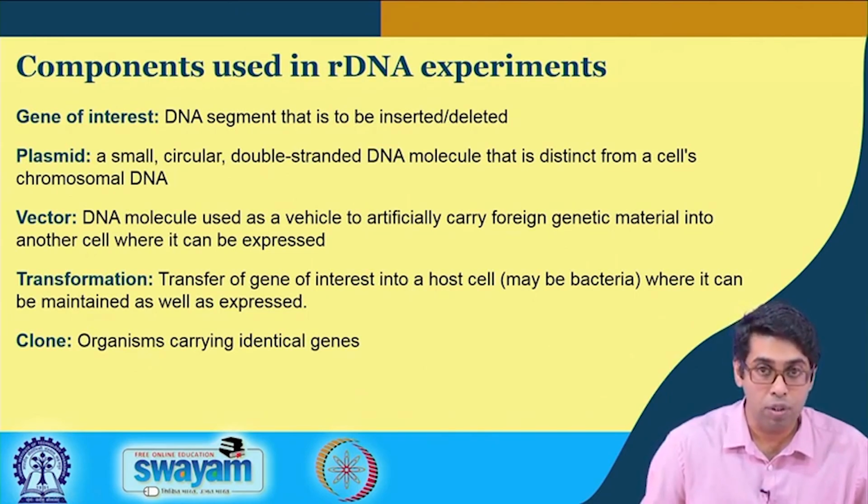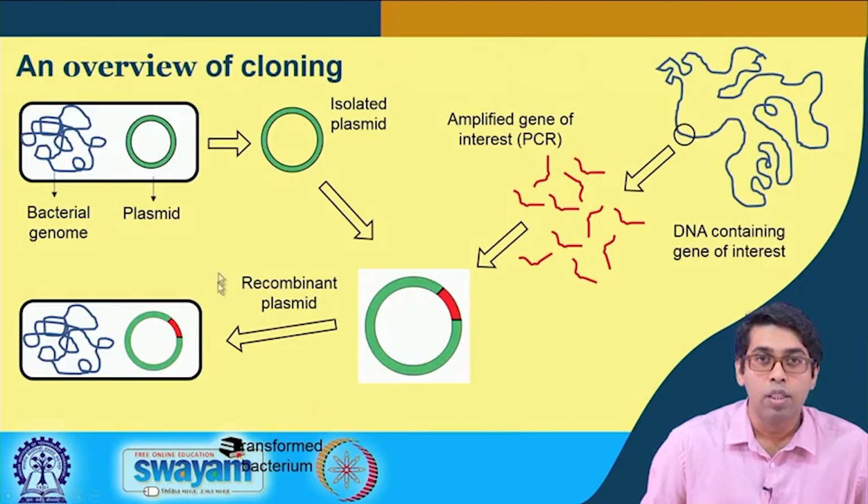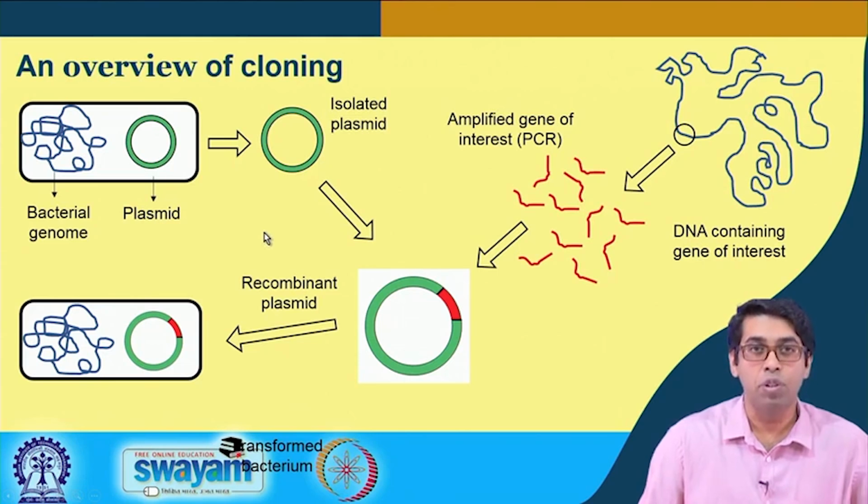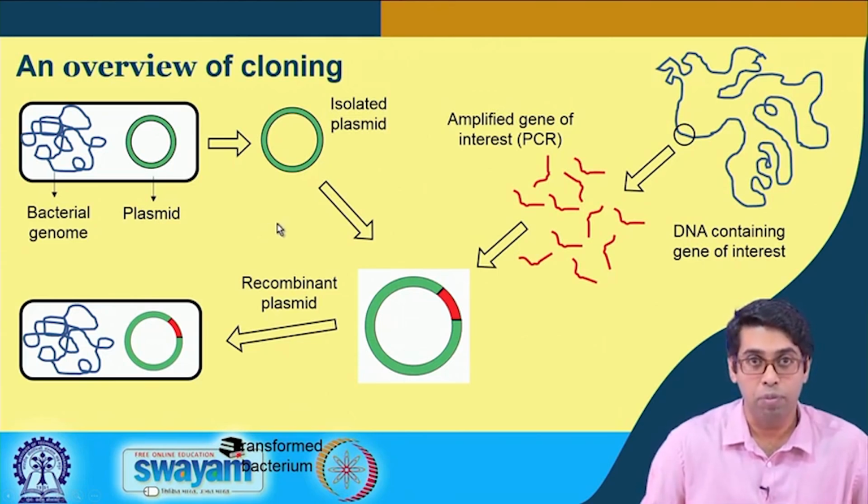If we have a colony of bacteria, then all the bacteria are identical, they have identical genes. So, we call those a clone. Here is a brief overview of this cloning process, the recombinant DNA technology that we are going to use to express a particular protein in a bacterial system.